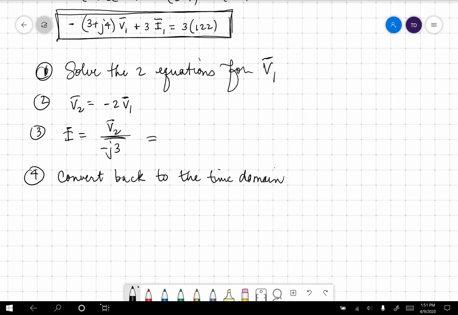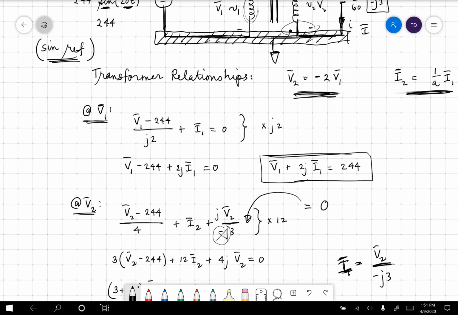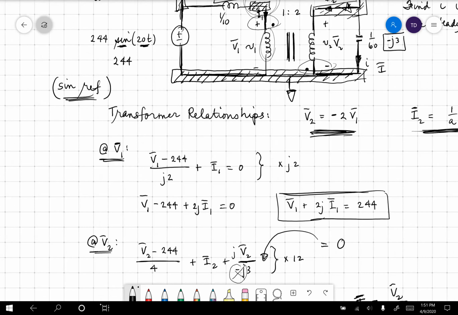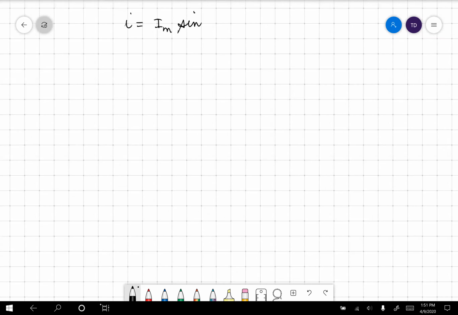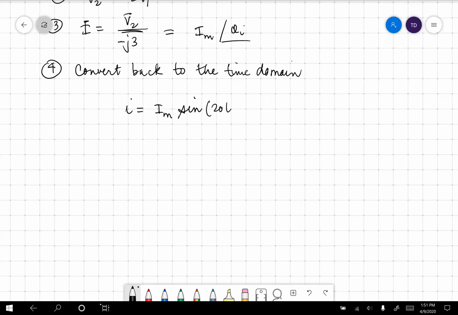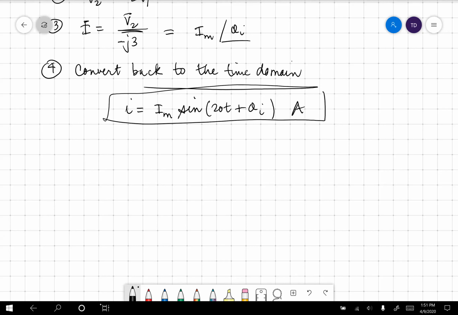Let's just say this is I sub m at an angle of theta I. So therefore, I equals I sub m sine. Okay, so don't forget that right here, sine reference. So the sine goes back in, not the cosine. Sine of 20t, oops, there's an angle, plus theta I, amps, done.